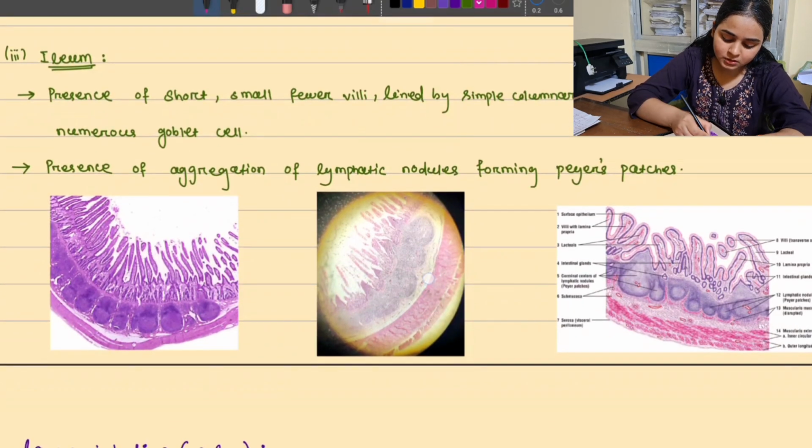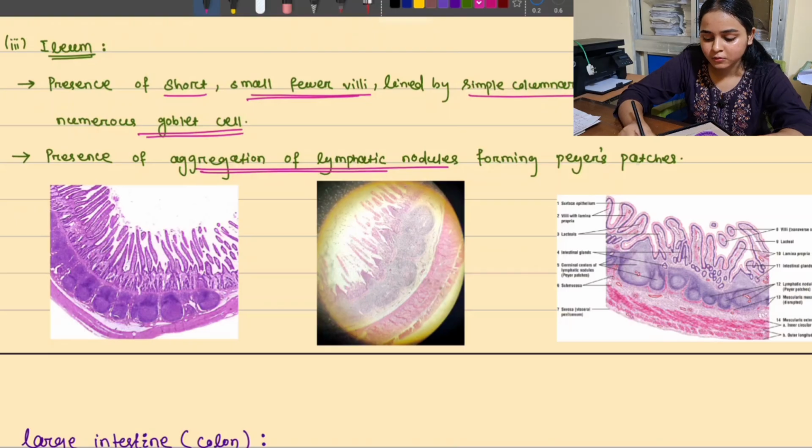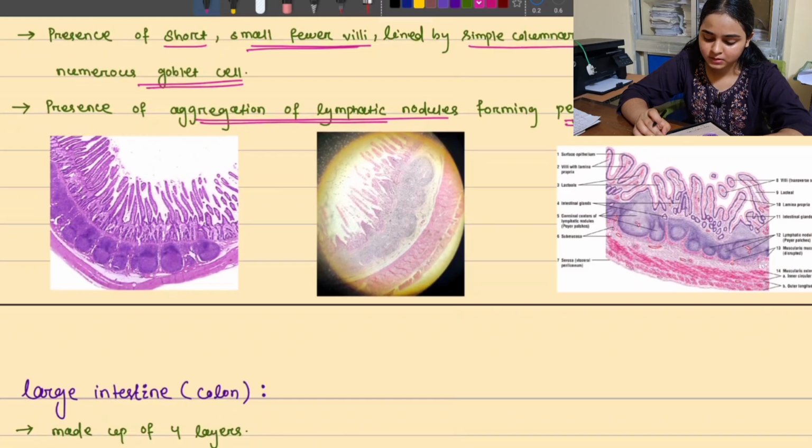So ileum has short, small, fewer villi lined by simple columnar epithelium and numerous goblet cells. Presence of aggregation of lymphatic nodules, that is known as the Peyer's patches. This is the identification feature of the ileum, that you will be finding the Peyer's patches in the ileum.